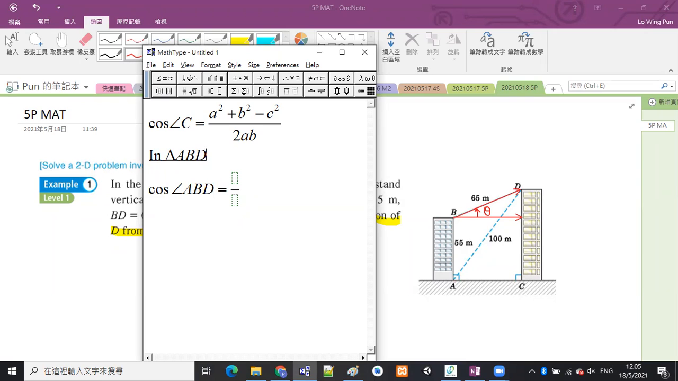So it should be 100. So let us write down the minus 100 squared first. And then the A squared plus B squared will be the remaining 2 lengths, 55 and 65. So we have 55 squared plus 65 squared, and then divide by 2 times 55 times 65. That is how we can set up an equation to find angle ABD. And then just use the calculator now.